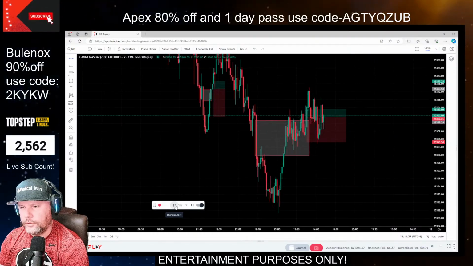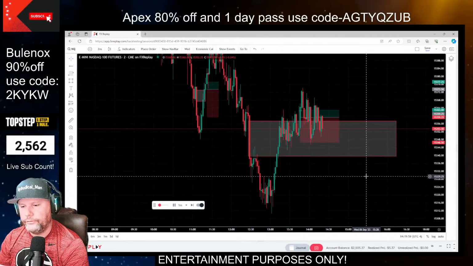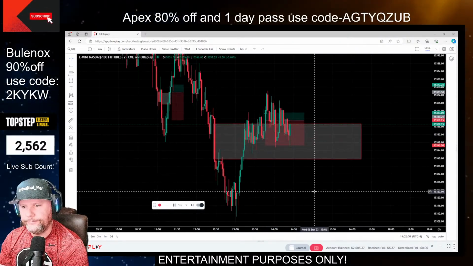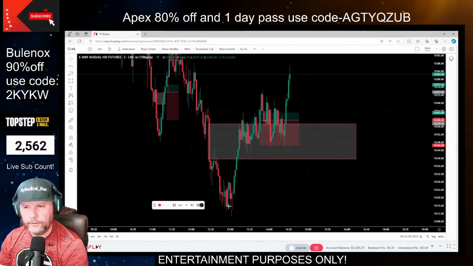The gap's holding strong there, but that inversion gap's just putting you through some stuff. That's a lot of chop. All right, there it's going now.